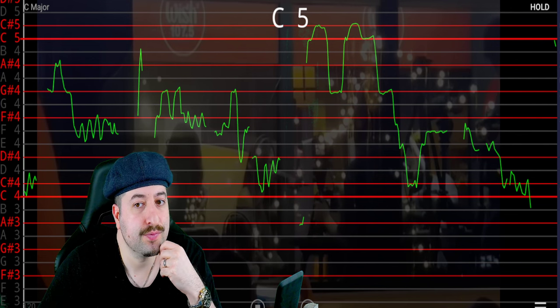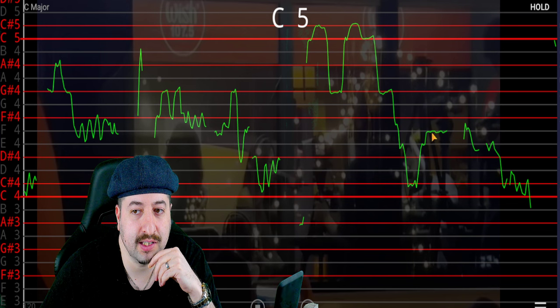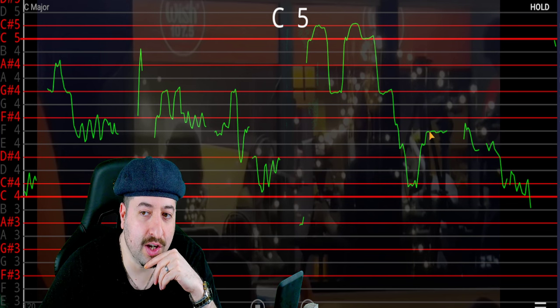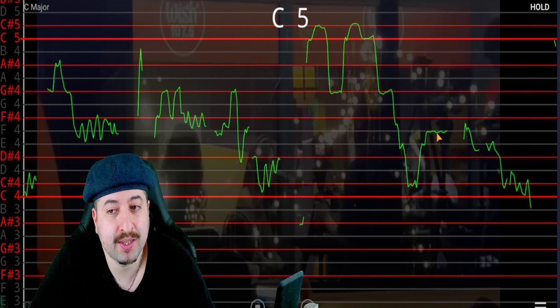Okay. So here we can clearly see a big difference. You see? Even here, like on the other one, it went over here, in between the lines. And even though this isn't super flat, it's still pitch corrected in my book.